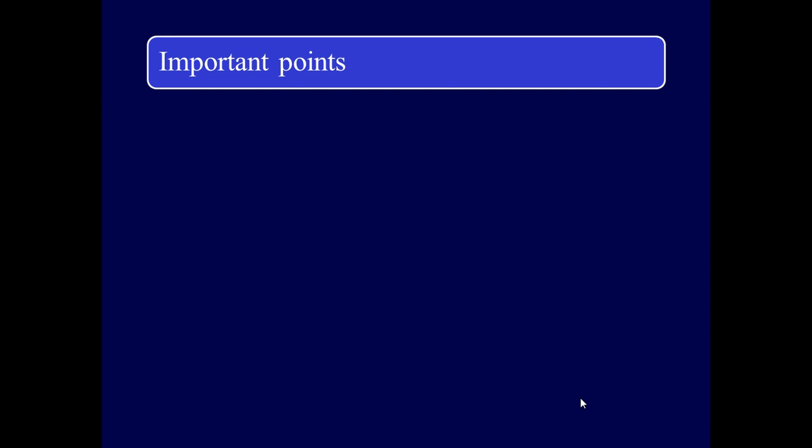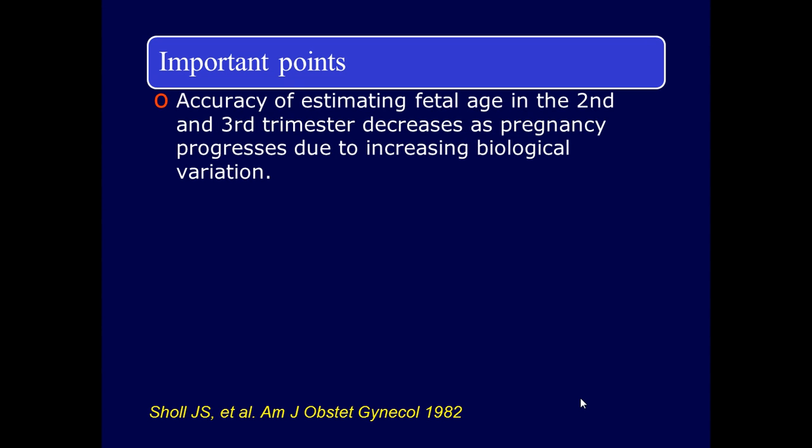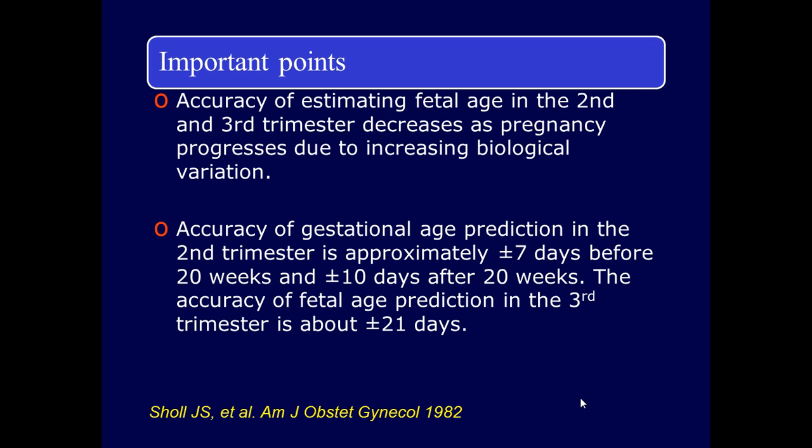Finally, I would like to attract your attention to some important points regarding fetal biometry. The accuracy of estimating fetal age in the second and third trimester decreases as pregnancy progresses, and this is due to increasing biological variation. So gestational age estimates done early in the second trimester are more accurate than measurements done later in the second and third trimester.